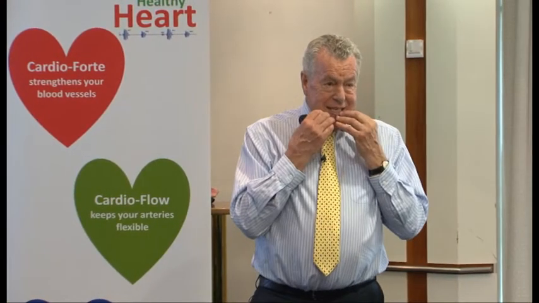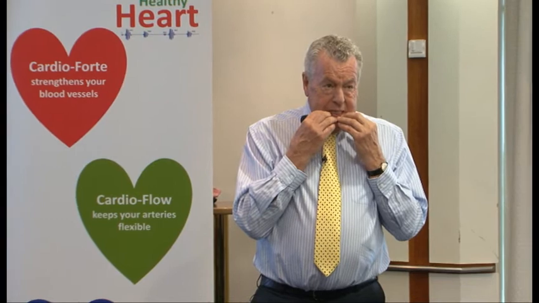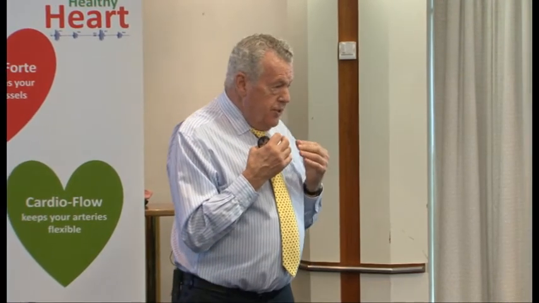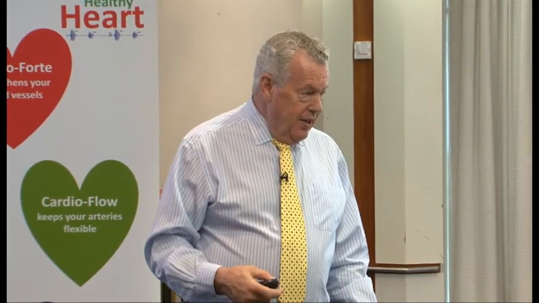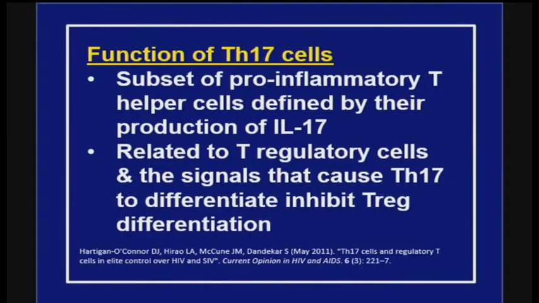Some people would say, in fact, when you get receding gums, that's the first sign of osteoporosis with a person. And it's interesting because some of the medication that is prescribed for osteoporosis actually drives the process and the gums recede, and dentists pick out this particular type of medication very quickly, because the gums are deteriorating and the teeth are falling out. So function of Th17, subset of pro-inflammatory T cells related to T regulatory cells.